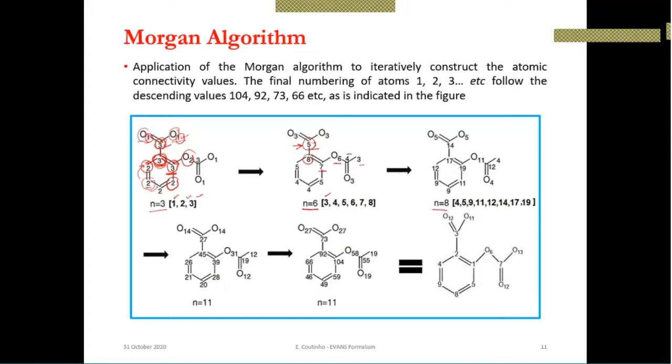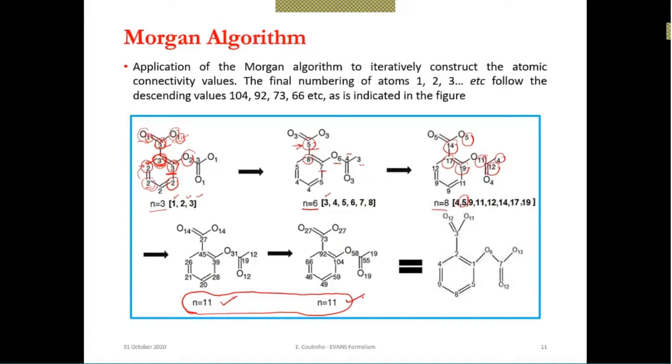4, 5, 11, 12, 14, 17 and 19. So as we repeat these cycles, you see that the unique connectivity numbers keep on increasing. At a point in time when you keep on repeating this, you see that you have convergence, that the number of unique connectivity numbers doesn't increase. So you settle down to 11.